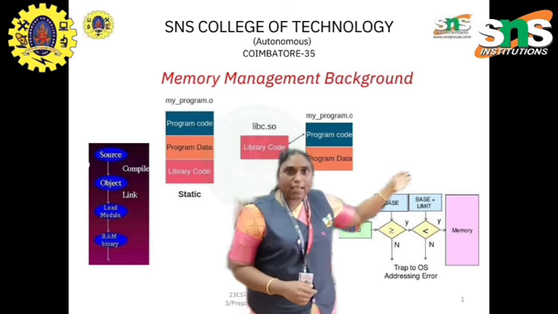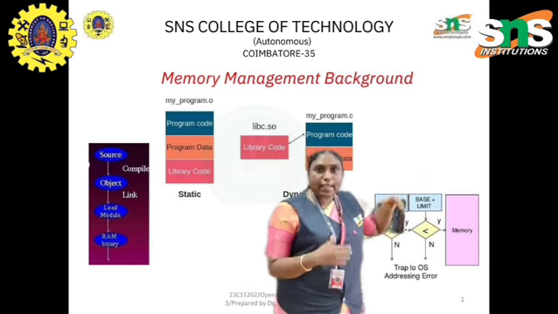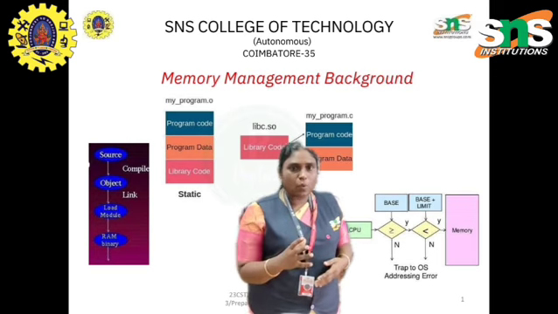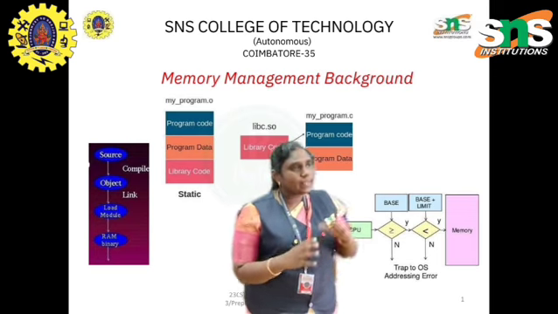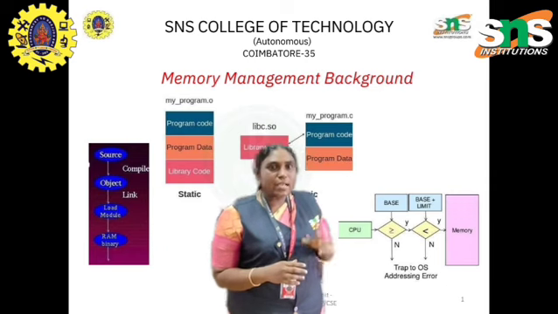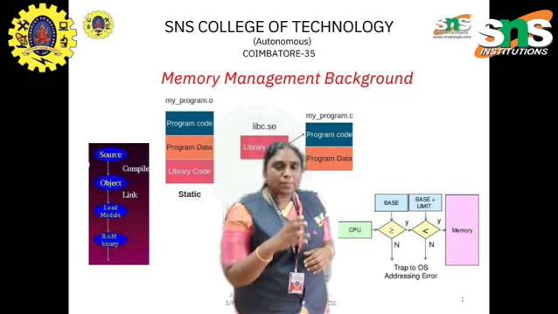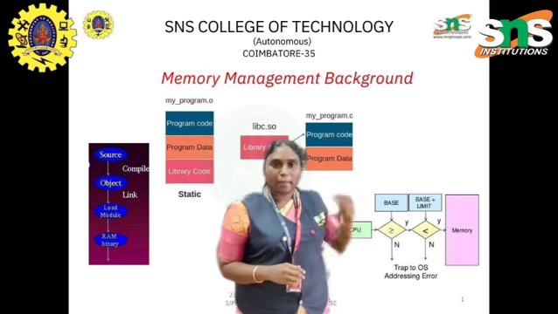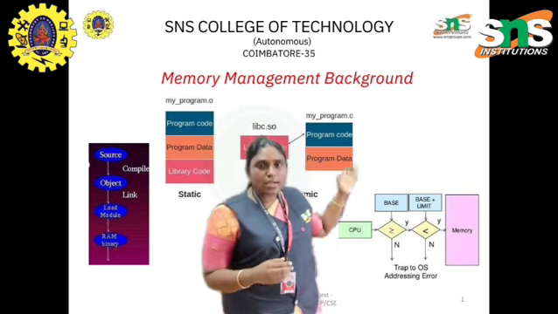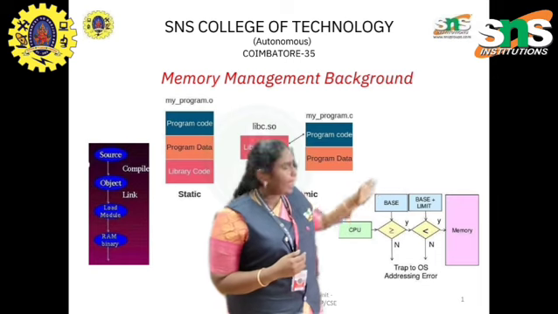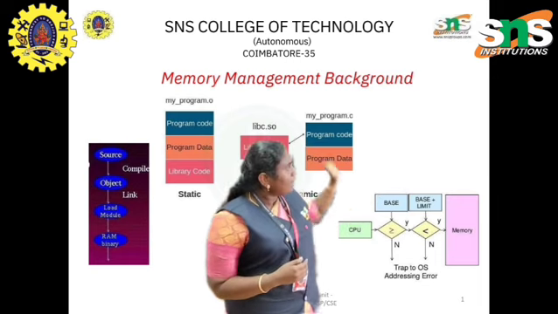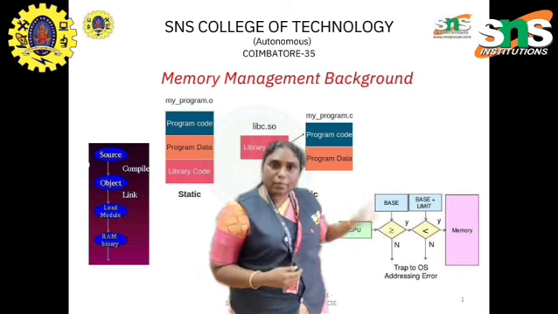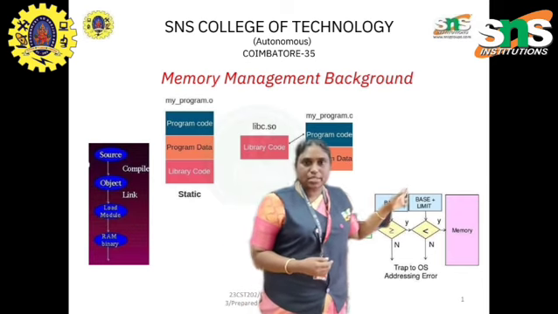Let us see what the text is. The text contains the executable instructions, and the data contains the global and static variables, whereas the heap is mainly used for dynamic memory allocation, like malloc and new. The stack is used for function calls and local variables, where proper management avoids segmentation faults and fragmentation.